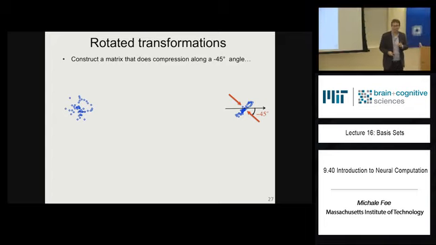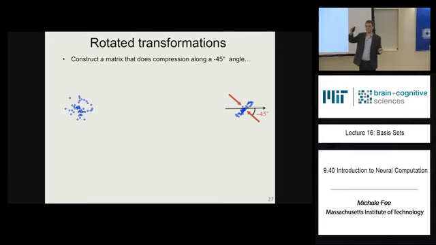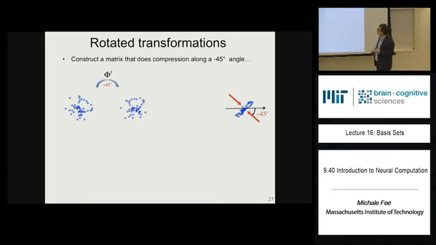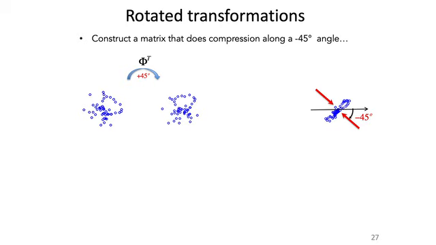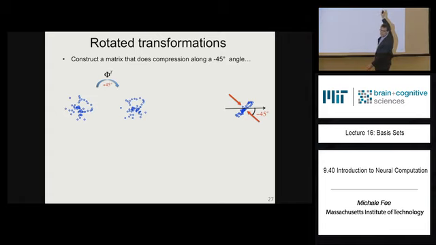If you construct a matrix that, instead of stretching along a 45-degree axis, does compression along a 45-degree axis, okay? So here's our original data. Let's take that data and rotate it by plus 45 degrees, okay?